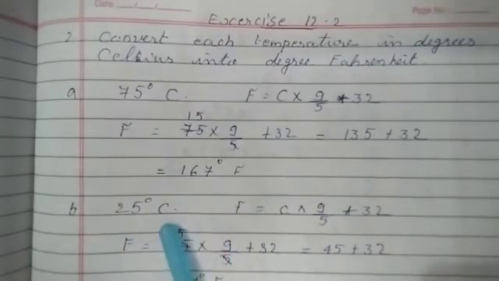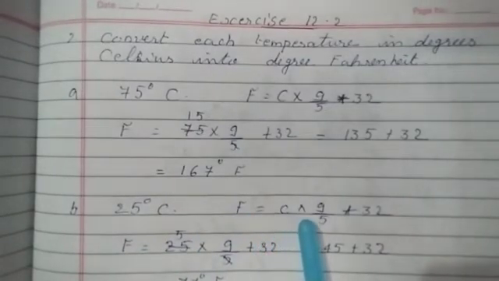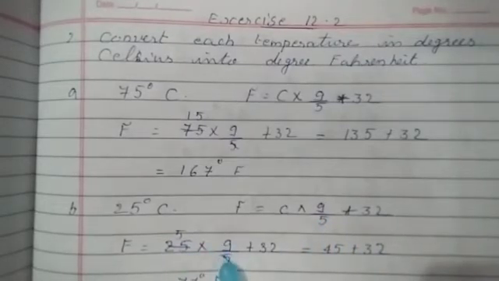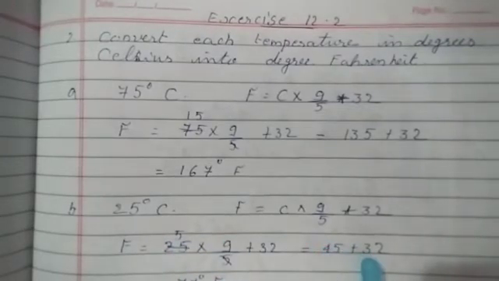Same as 25 degrees Celsius. F equal to C into 9 upon 5 plus 32. Then 25 into 9 upon 5. 5 and 25 are solved here. Then 5 into 9 is 45, plus 32 equal to 77.